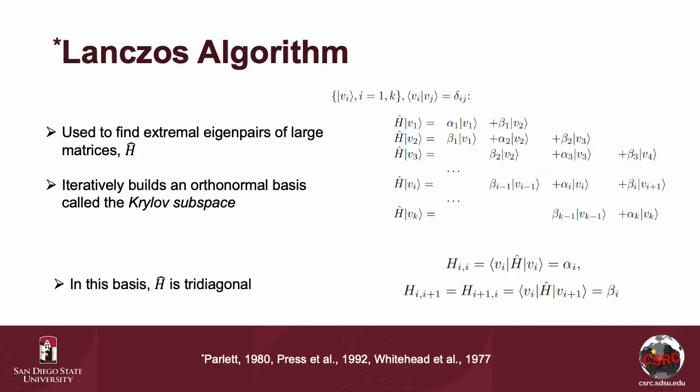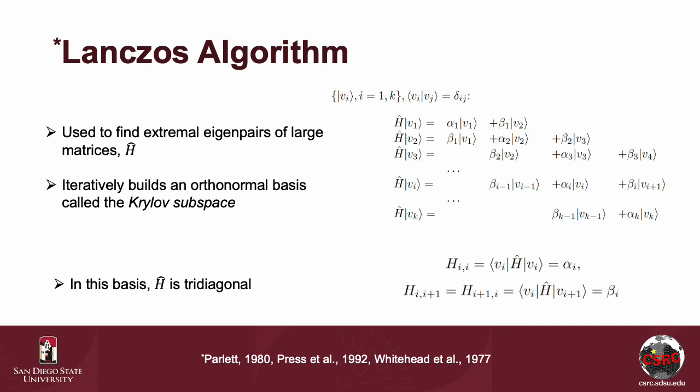The Q-Lanczos algorithm is based on the well-known classical Lanczos algorithm. The Lanczos algorithm is a method of solving for the extremal eigenpairs of large matrices. So in nuclear physics, one can have Hamiltonians with millions or even billions of dimensions. And this algorithm allows us to find the extremal eigenvalues, or what we call in nuclear physics, the ground state and excited states of nuclei, in only tens of iterations.